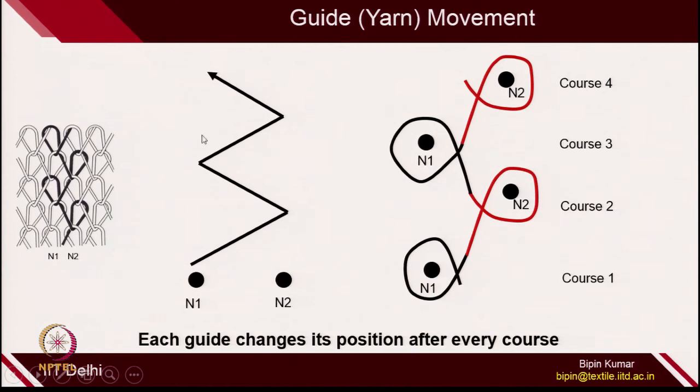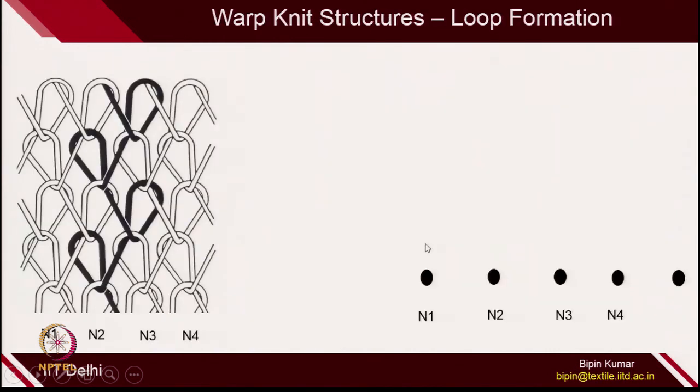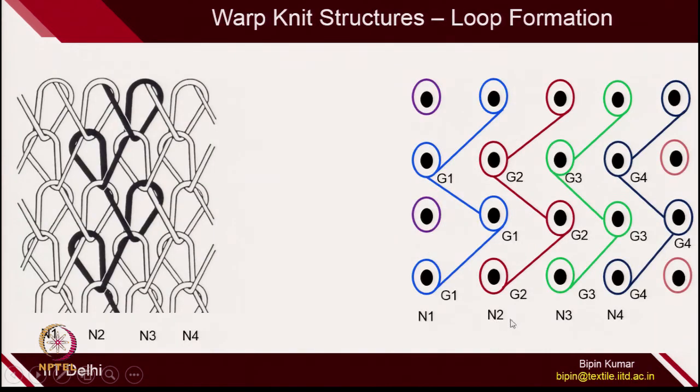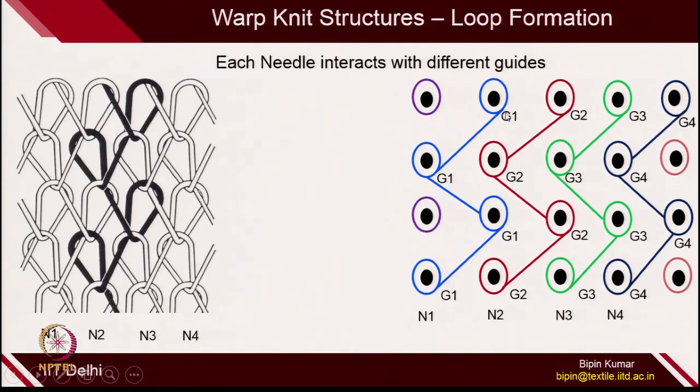So, in the previous slide, your observation was with one guide. So, one guide is moving to two different needles in the entire fabric structure, and in this particular slide, each needle is interacting with two guides. Okay? So, these two observations are very, very important.